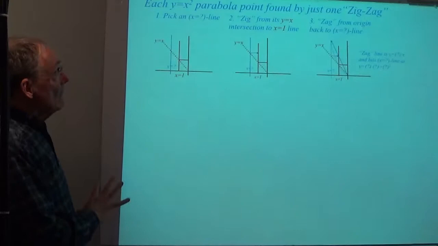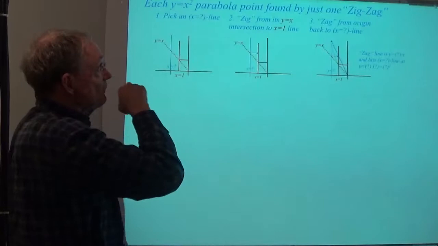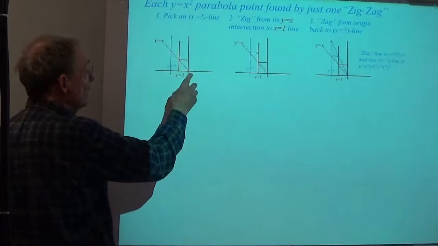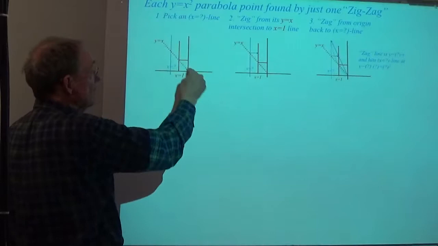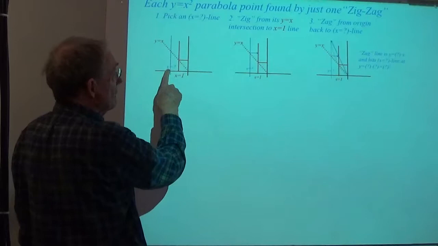a two-dimensional oscillator orbit. And the idea here is that each parabolic point is found by a single zigzag. Basically, you have here x equal 1 and y equal 1. That's the 45 degree line here, and I'm trying to plot y equal x squared. And all I do is go out here and say I am questioning what the value would be on the parabola if I were to have the point x.